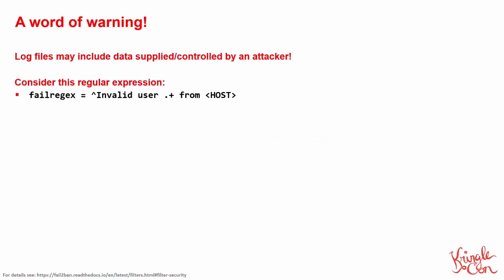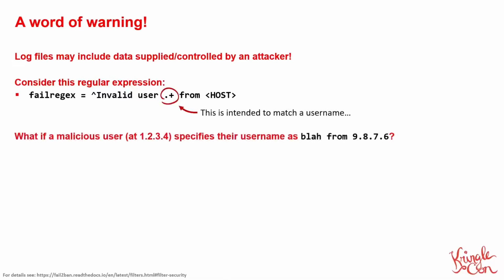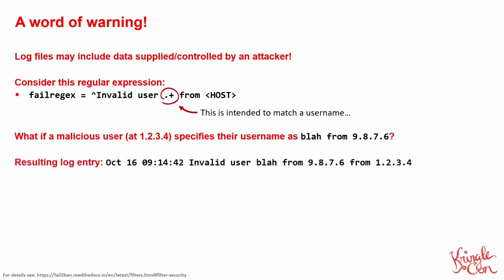One final word of warning though. Log files can include data that is supplied by an attacker. For example, in this regular expression, there's a user-provided username that appears in the log entry. What happens if a malicious user, say from address 1.2.3.4, specifies their username as "blah from 9.8.7.6"? The resulting log entry looks a little like this.